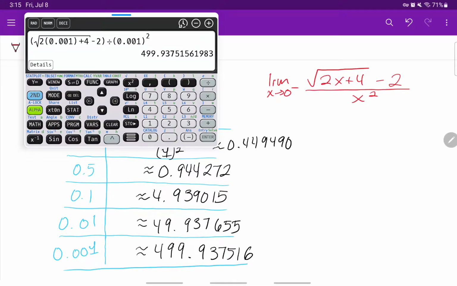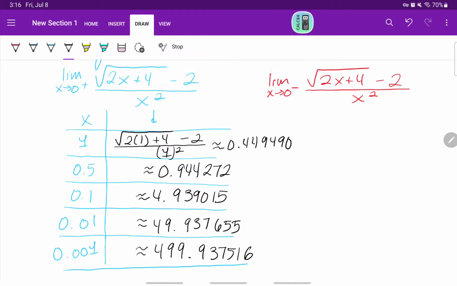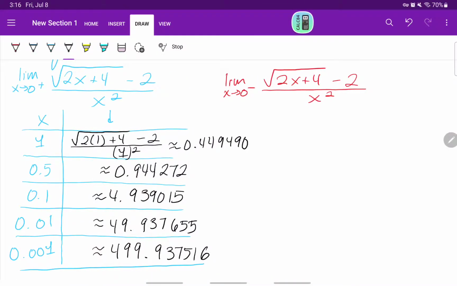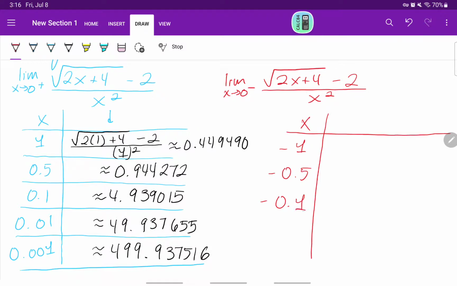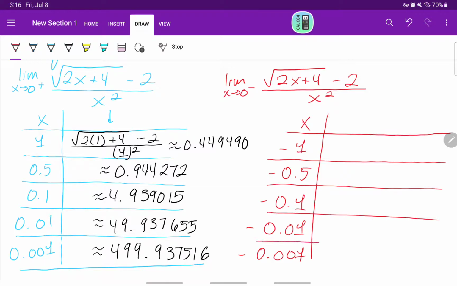All right. Now, let's look at the limit as x approaches 0 from the left. So if it's coming from the left, that means it's going to be negative numbers because it's less than 0, but getting closer to 0. So -1, -0.5, -0.1, -0.01, -0.001. And let's see what we get.